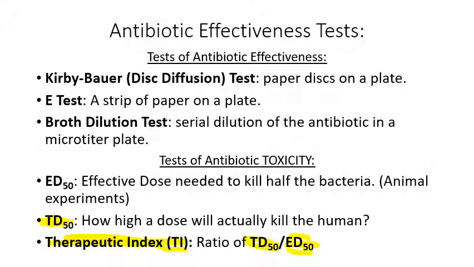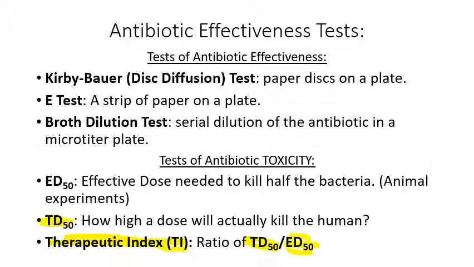Right? So if you only need to use, let's say for example, 10 milligrams to cure a person of the bacteria, but you would need to give them 1,000,000 milligrams to kill them, that means that the effective dose is much, much smaller than the toxic dose. So the amount of antibiotic that you need to give to the person in order to cure them is much, much, much smaller than the amount that you would need to give them to kill them. That drug has a very high therapeutic index, a very high TI. And those are the antibiotics that you want to look for.